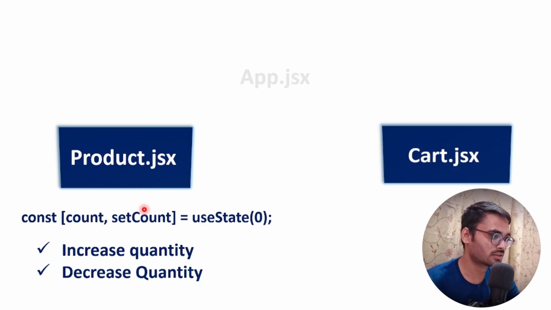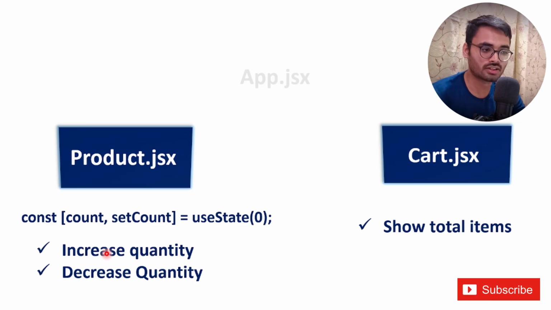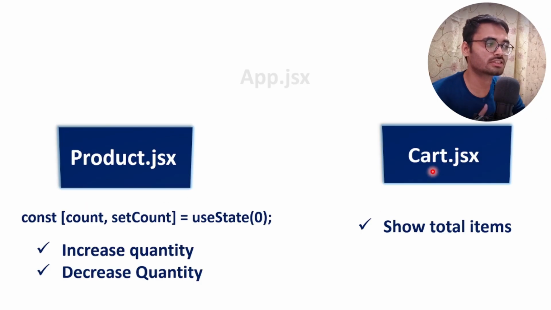When I move to the next component, we have the card.jsx component. This is another child component. What does this component do? If I move ahead, it just shows the total number of items. Now how can it show the total number of items? If I increase the quantity or decrease the quantity, it will be updated inside this variable. Can I access this in the card.jsx component?